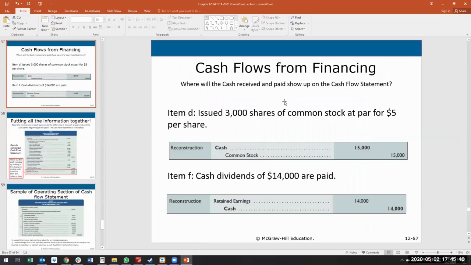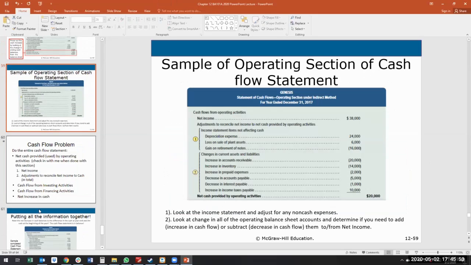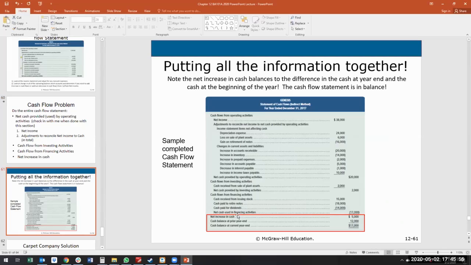Issued 3,000 shares of common stock at par at $5 per share. We received cash for issuing shares, and then we paid dividends, which was our decrease in retained earnings. All of that is shown here. Net cash used in financing activities, we have our dividends, we have our retired notes. So make sure you go back through all of the examples and you understand how each one of these transactions occurred and how it increased or decreased the statement of cash flows.